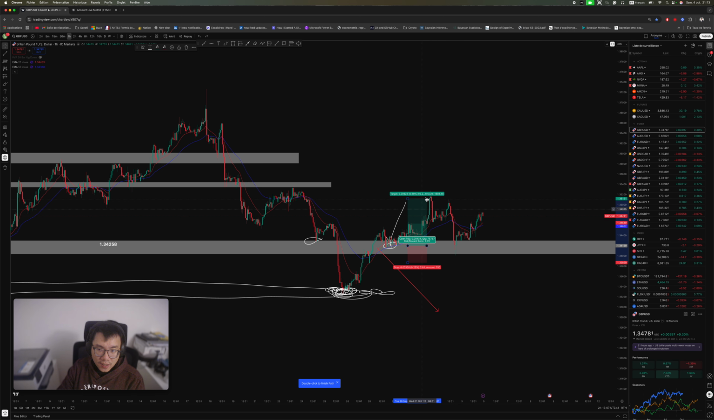Actually it was a very, very nice decision, because after the news price just went back to my entry. Even though after that it rebounded and went in my favor, it could have been a really big headache. So I think that was a pretty good decision to close the trade early. So yes, that is it for these two setups.